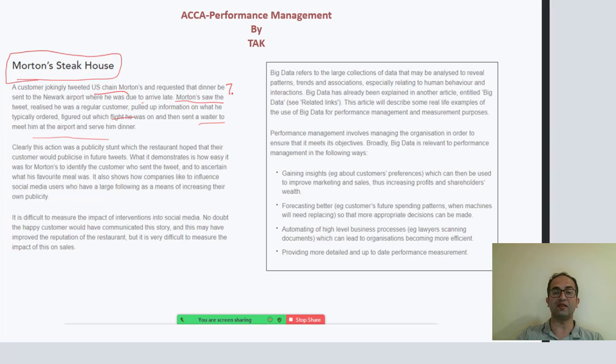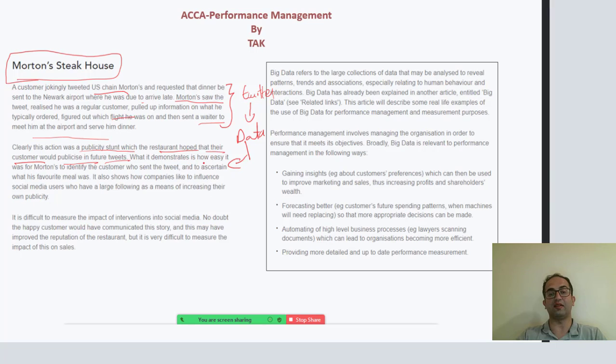So just imagine that Twitter is one of the sources of data. That data was analyzed by the steakhouse, which made a marketing campaign out of it. Clearly this action was a publicity stunt. The restaurant hoped that their customer would publicize it in future. Obviously, if I were the guy getting a free steak at the airport, I would love to do so.